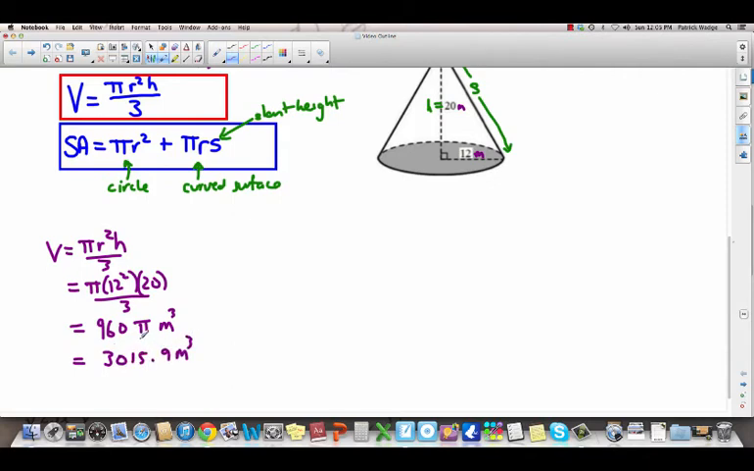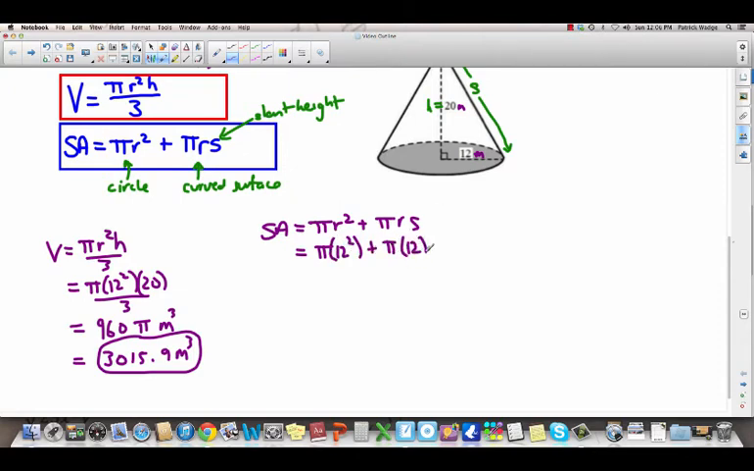Your answers might be just slightly different than mine because maybe I used the pi button on my calculator, maybe you used 3.14, in which case your answers will be a little bit smaller. Alright, surface area is pi r squared plus pi r s. Pi r is 12, so we have to do 12 squared, plus pi r is 12 again, times s.